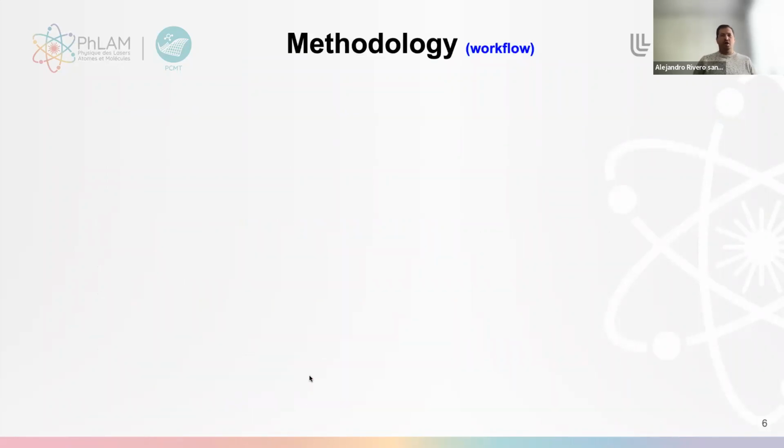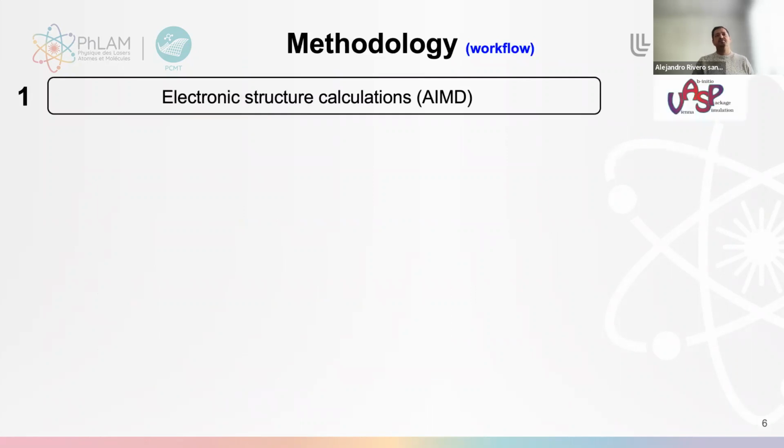So I will present briefly the methodology that we need to follow to obtain a neural network PES. This is the workflow that you must follow. The first step, for sure, is to have the data, that is the bottleneck in the application of machine learning methods. You need to have data, and you can obtain it using an electronic structure calculation.